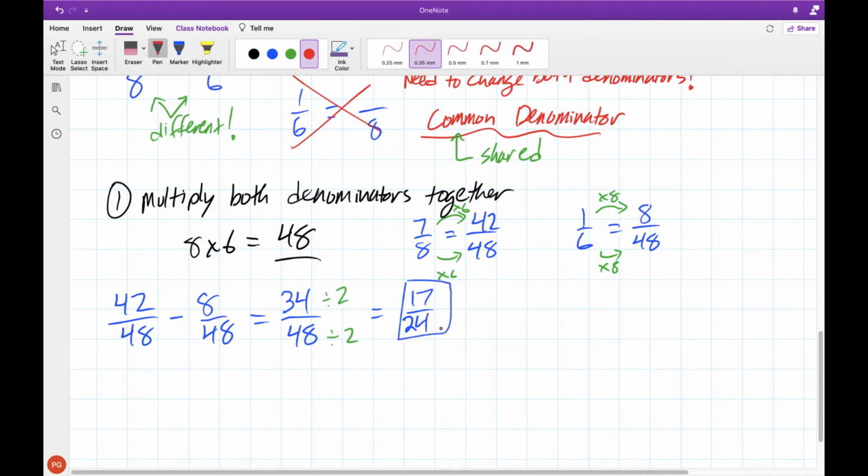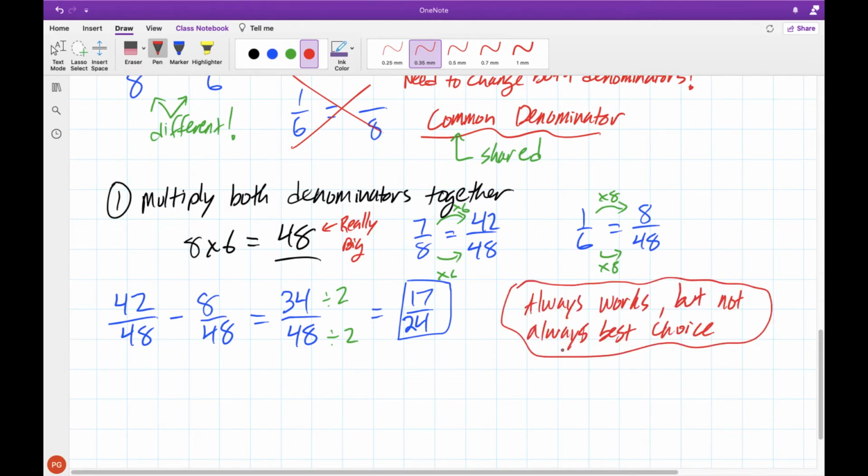This is a perfectly good way of solving this problem, but what you'll notice sometimes is this can get really big. And if we have a really big common denominator, that means all of the numbers are going to get really big, and sometimes that can make the problem a lot harder than it needs to be. You might end up doing a lot of reducing at the end, it can just take a lot more time. So while it's simple to find the common denominator, you can end up spending a lot more time converting both of these to really big numbers and then having to reduce it at the end. This method will always work though, so there's an advantage there, but it's not always the best choice.